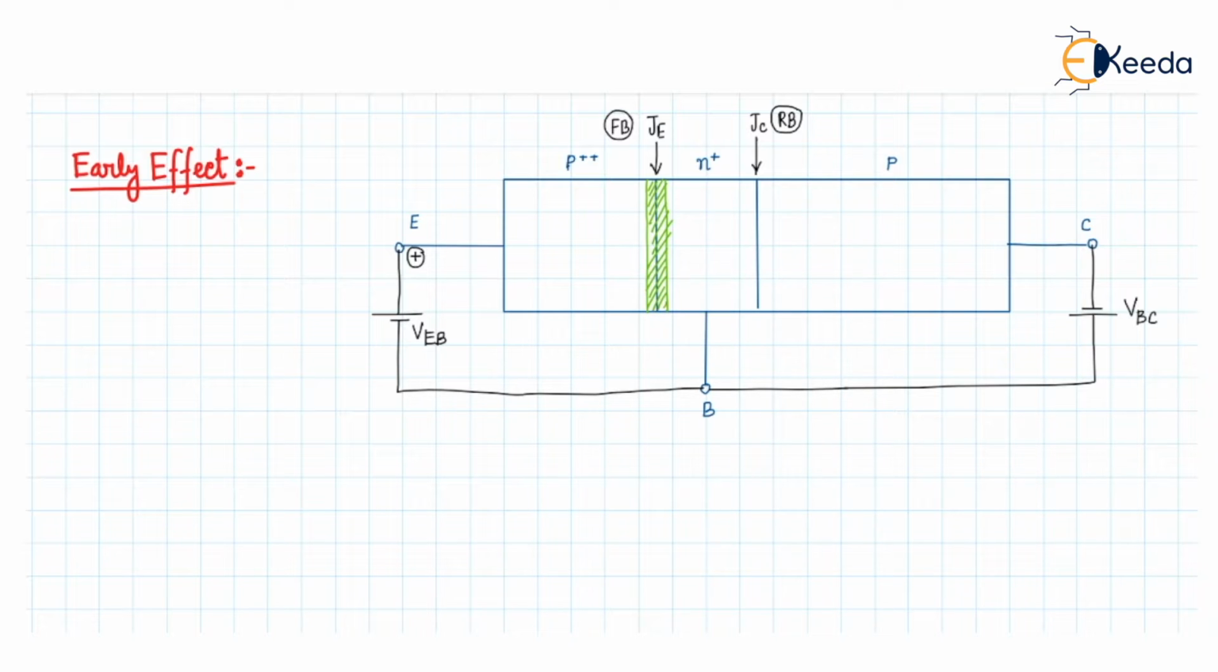And the depletion region will be thicker at the JC junction, because the JC junction is reverse biased by the potential that we have applied between the collector and the base. So these are the two depletion regions.